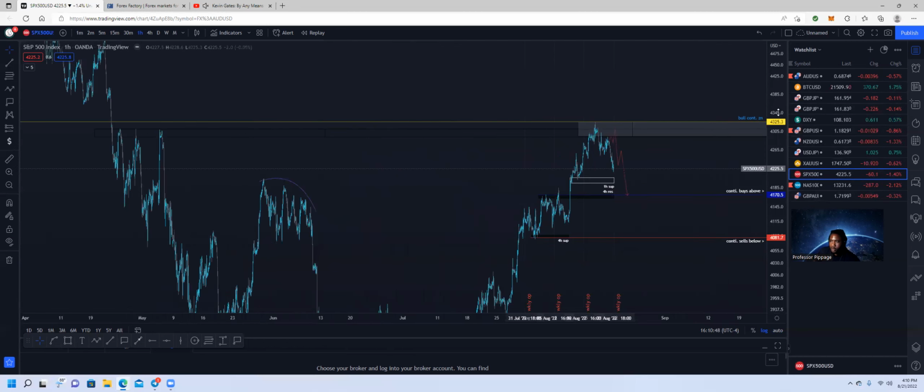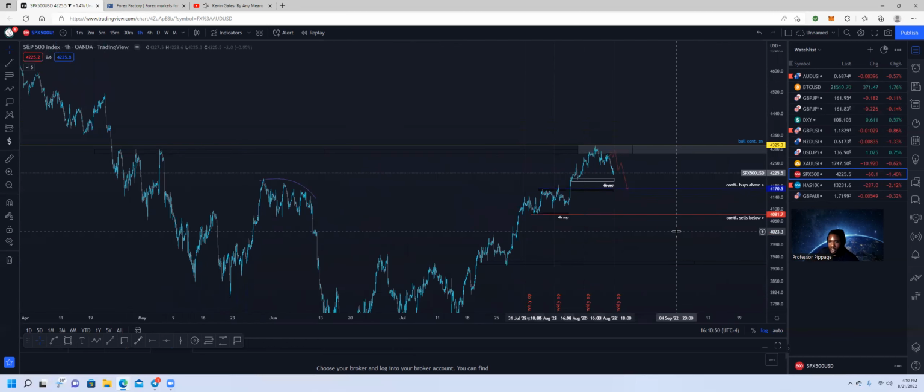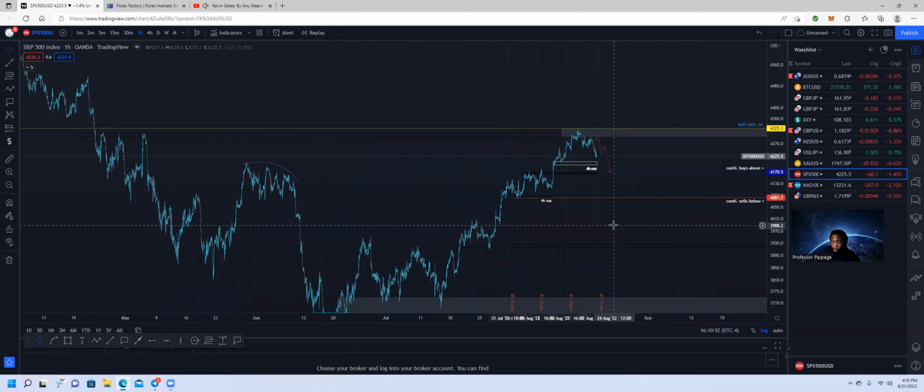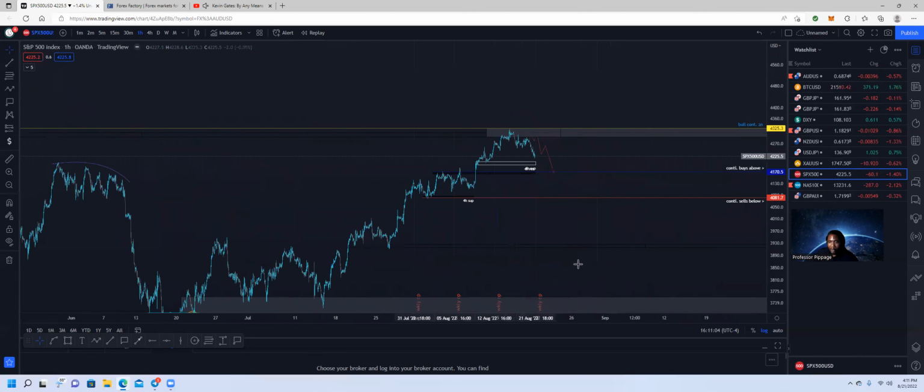Bumping over to SPX, the S&P 500. What we got was price action closing above supply, looking left, and now making higher highs, or continuing to make higher highs and higher lows.